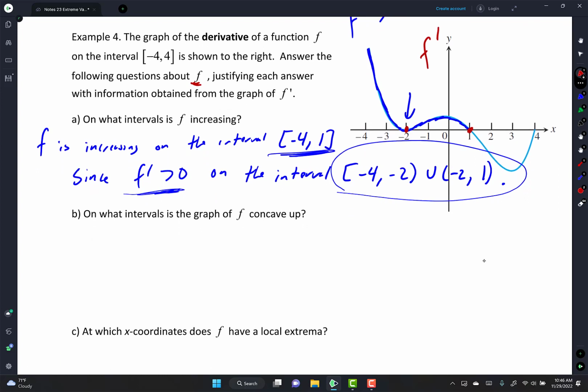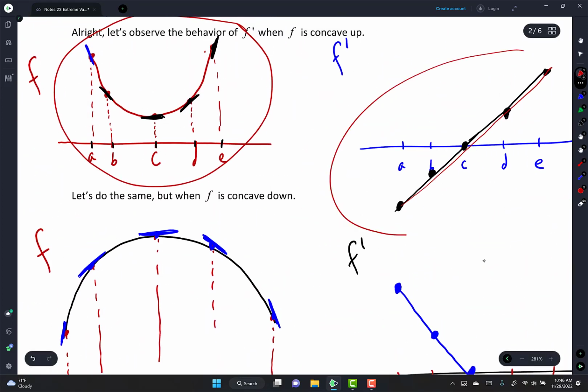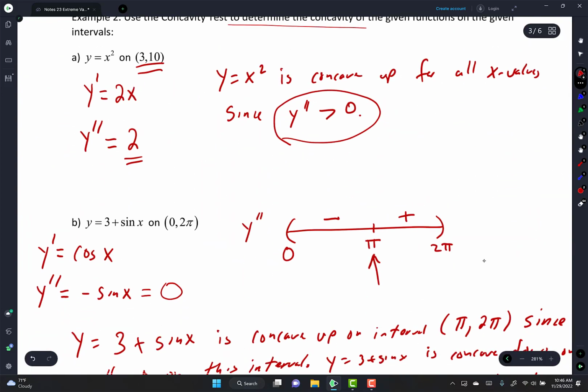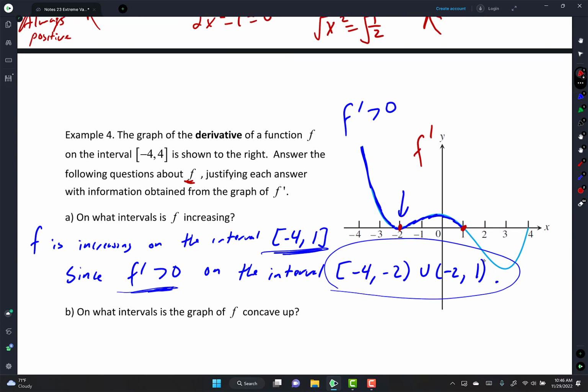On what interval is the graph of f concave up? Ooh, I like that one. Well, I already have f prime. Okay, so how do I know when the derivative of f prime is positive? If f prime is increasing. Well, that's what we just did right here, guys. If f prime is increasing, f prime prime is positive, right? So they want to know, where am I concave up or concave down? Concave up. So this is f prime. Let's look where it's increasing.